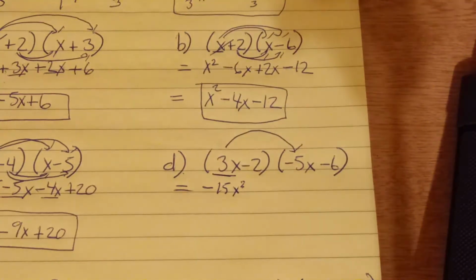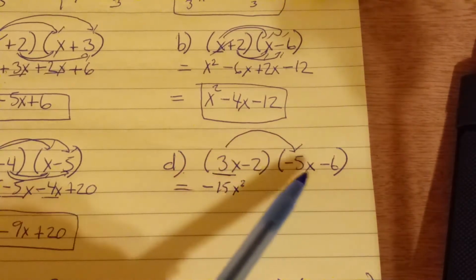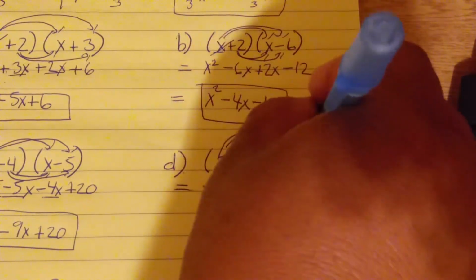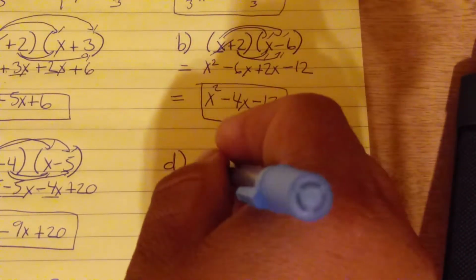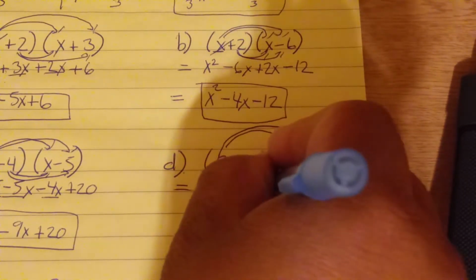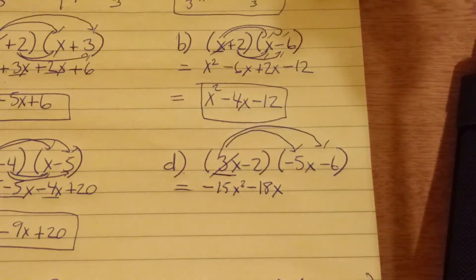Remember, technically you do not multiply the variables. You actually end up adding the exponents. It's only the coefficient part that you multiply. Same thing here. 3x times -6. 3 times -6 is -18x. So that takes care of that one.